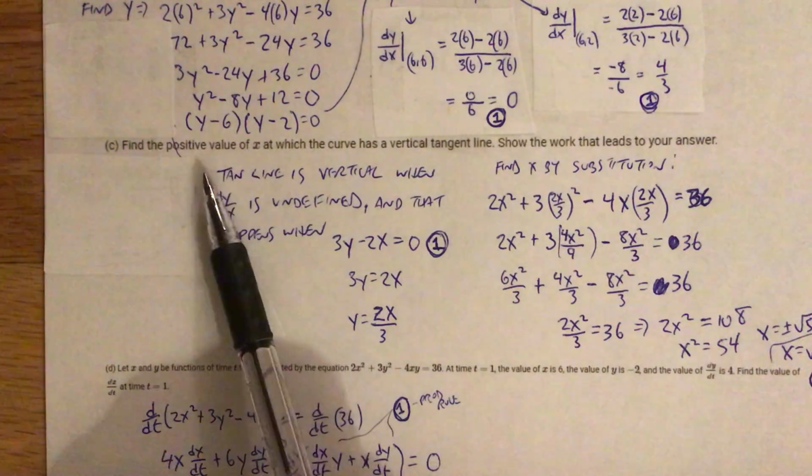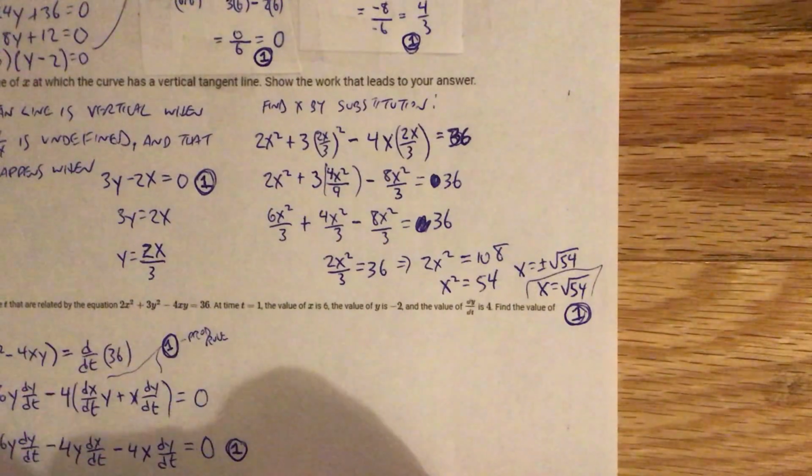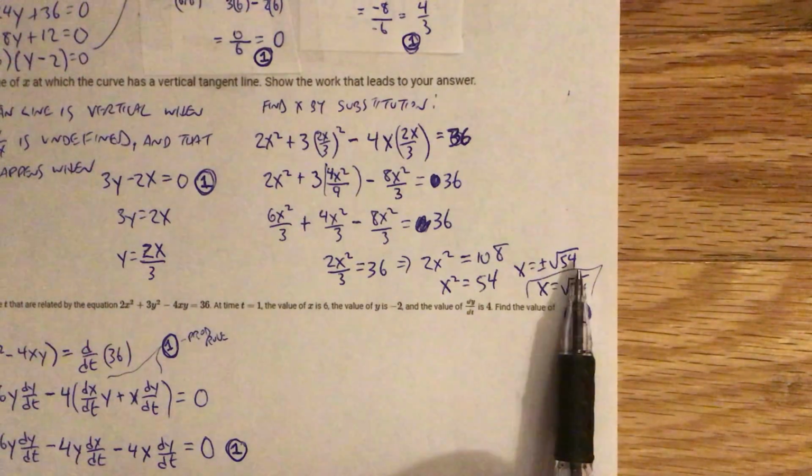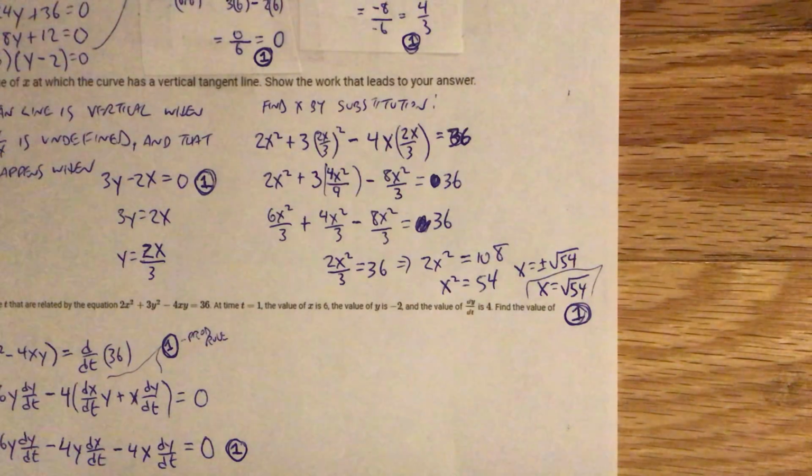But they are clear in the directions. They do say get the positive value. So you don't want to report the negative radical 54 as an answer. The positive value is square root of 54.